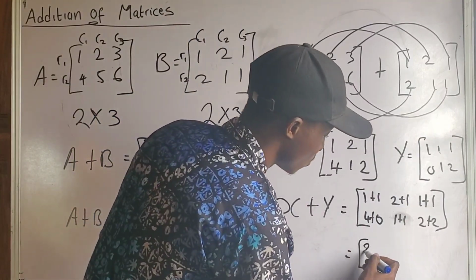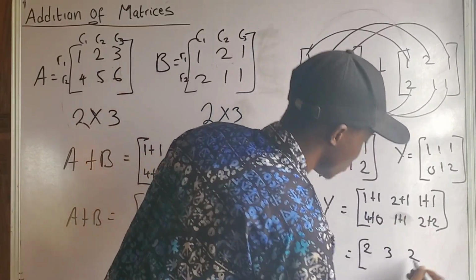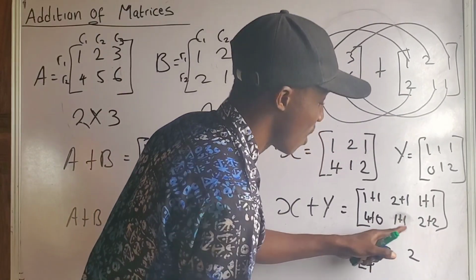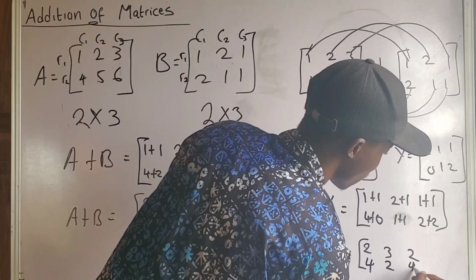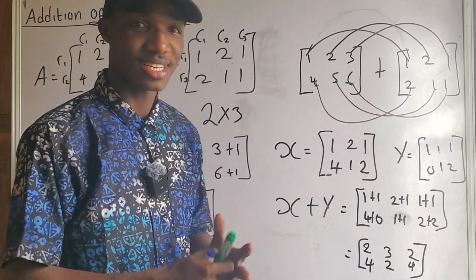Okay, so I'm going to have 1 plus 1 is 2. 2 plus 1 is 3. 1 plus 1 is 2. 4 plus 0 is 4. 1 plus 1 is 2. Then 2 plus 2 is 4. So the sum of matrix X and Y is this. Do you understand it now?